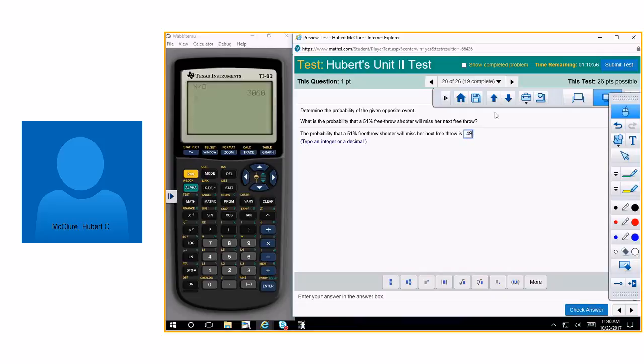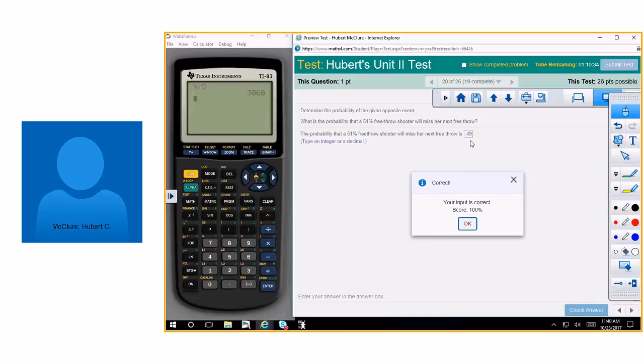Now it says type as an integer or decimal. Now, in my opinion, you should put 49% because they ask in percent, but I'll take either answer. So let's say you type in 0.49. Let's see what the answer is.